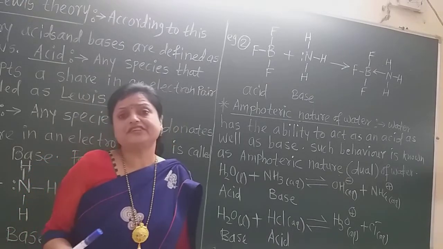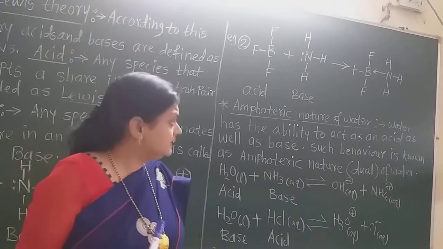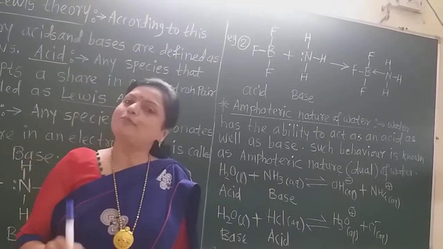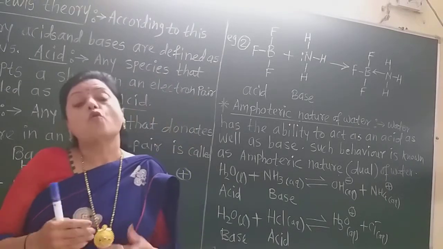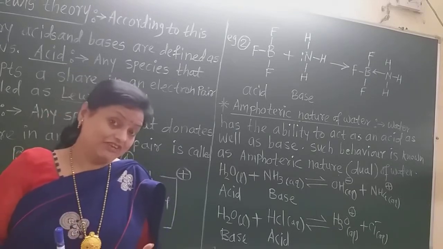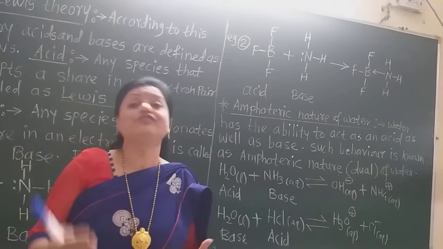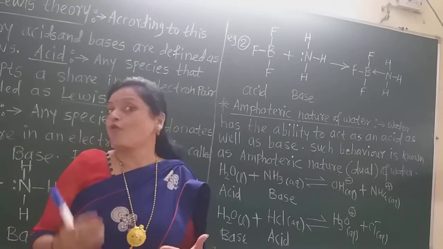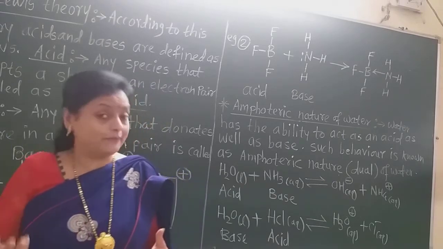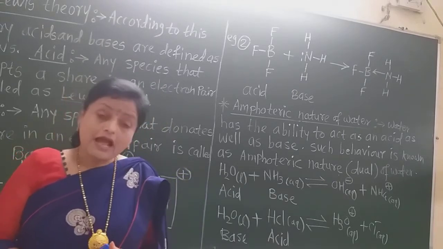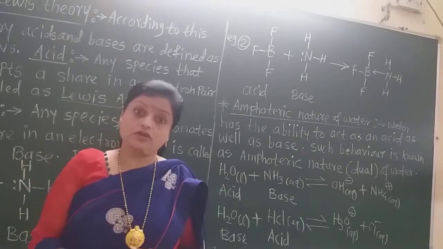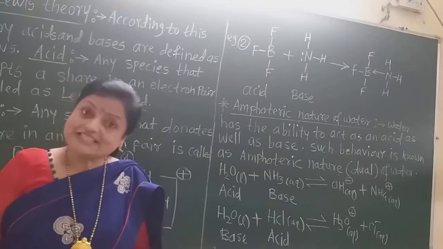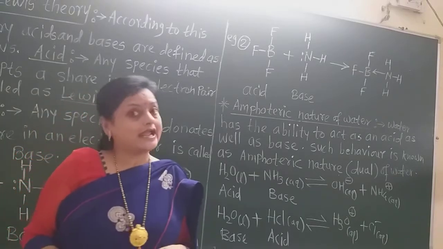In the last lecture I already told you that water has amphoteric nature. What is meant by amphoteric? Amphoteric means dual nature. That means water can act as an acid when it comes in contact with substances which are less acidic than water, such as ammonia or primary, secondary, tertiary amines. And water can act as a base when it comes in contact with a stronger acid than it. In this way, water has dual or amphoteric nature.